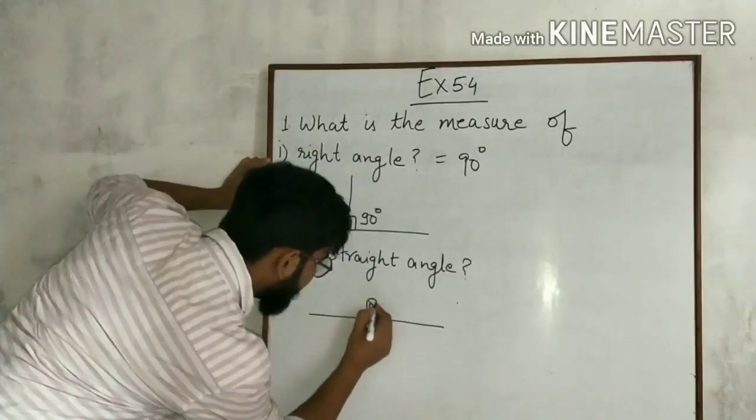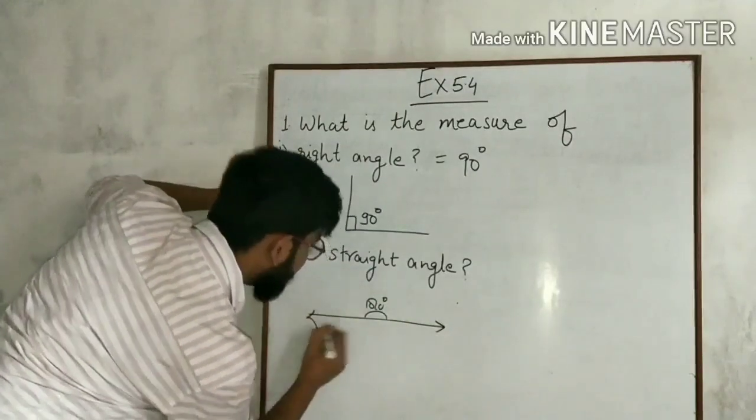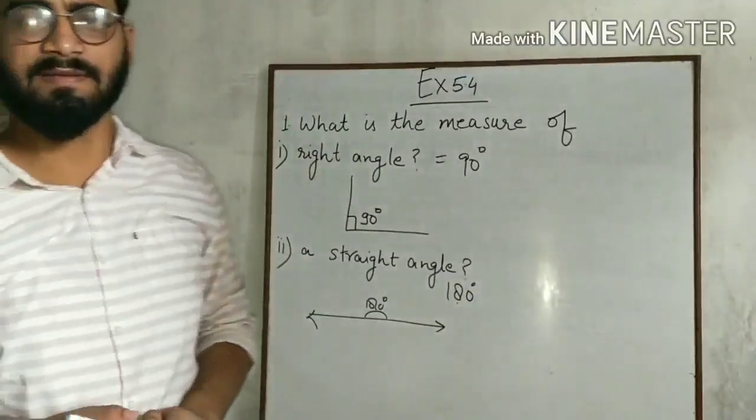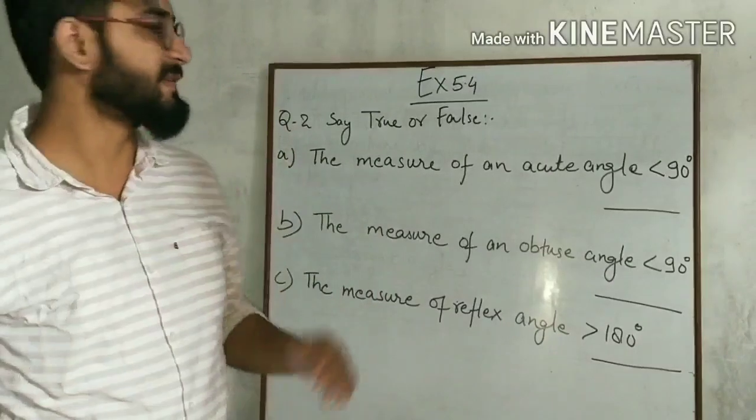Okay, this is a straight angle. What is the measure of a straight angle? 180 degrees. Okay, so this is our first question. Very simple. Now we are moving to the second question.